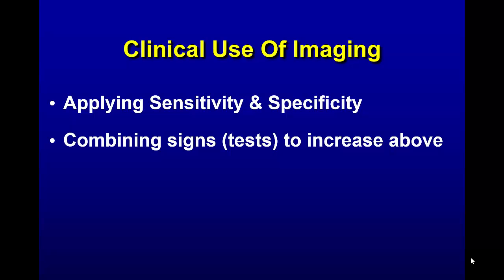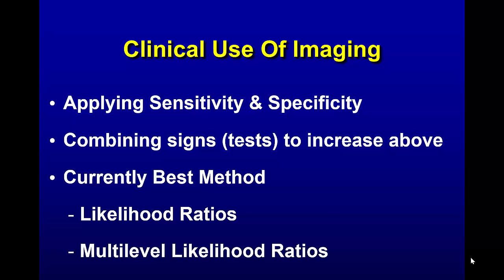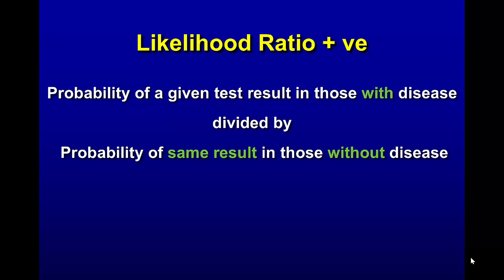So the clinical use of imaging, like any other test really, involves applying sensitivity and specificity. It involves combining the signs to achieve a high sensitivity or specificity, but the best method currently is really the use of likelihood ratios. In fact, the ideal method would be to use what are called multi-level likelihood ratios, and I'll briefly touch on that. So it's time then to just define a likelihood ratio. All of you have trained in good Western universities and you should know all this, but just a definition for my own purposes, I keep tending to forget.